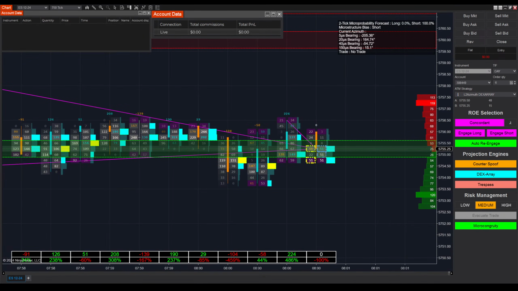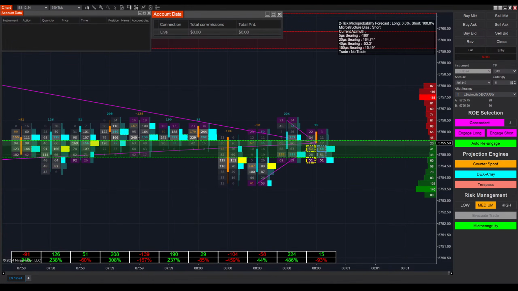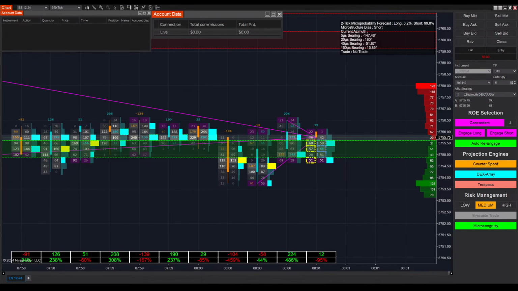You can see we have counterspoof, dex array, and trespass enabled for our projection engines. So all three of our scanners are enabled.